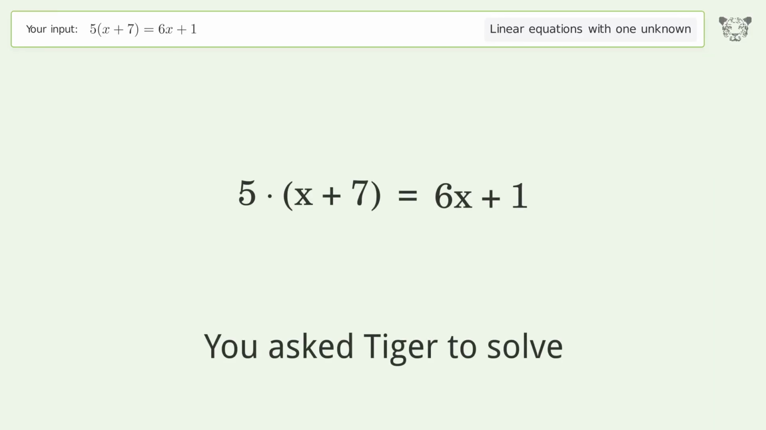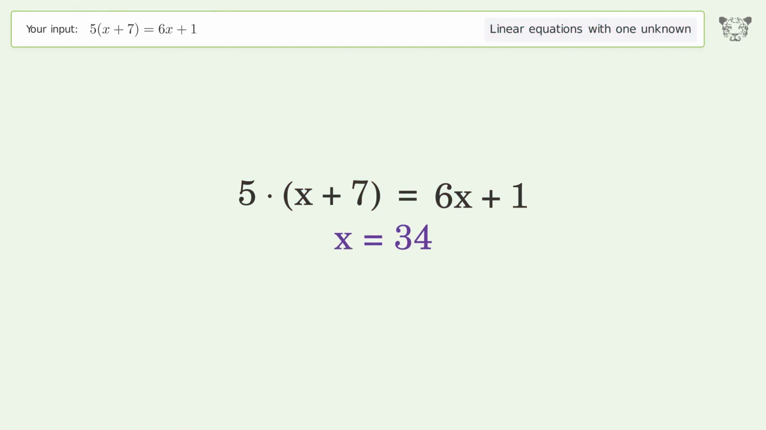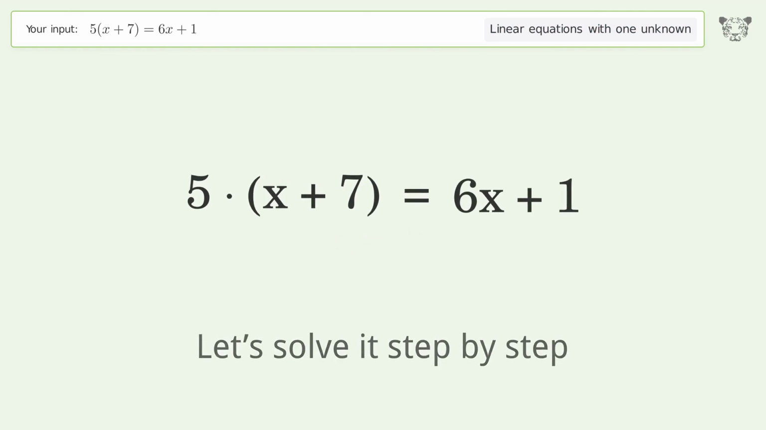You ask Tiger to solve. This deals with linear equations with one unknown. The final result is x equals 34. Let's solve it step by step.